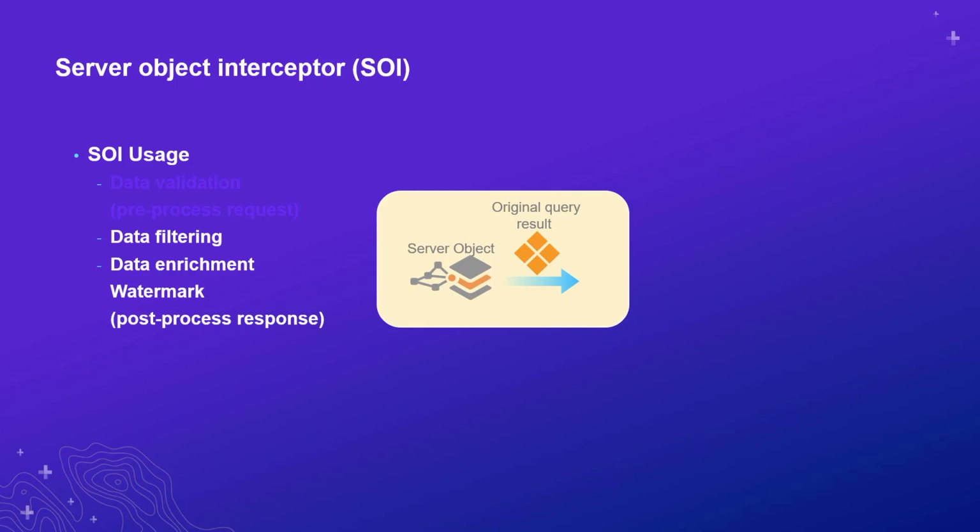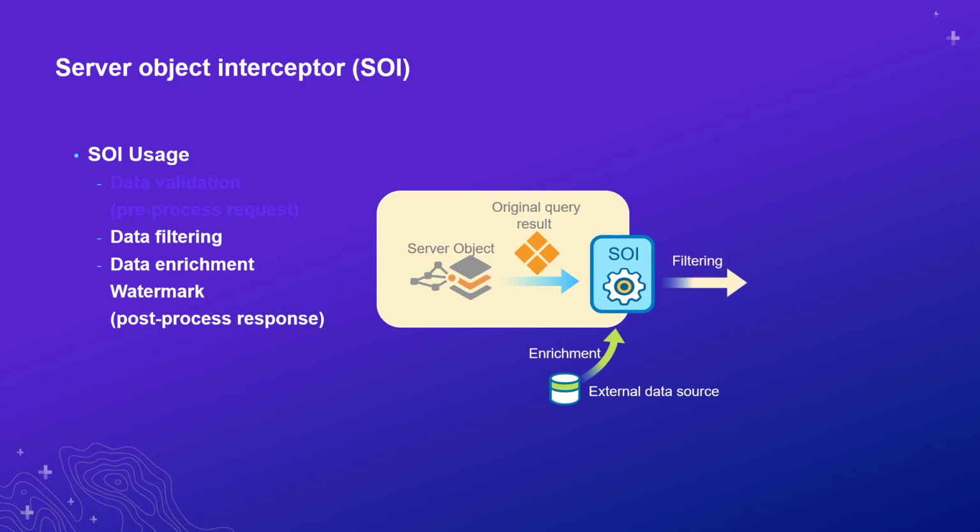When this feature collection is generated by the server object and sent to the SOI, the SOI can pull some extra data from an external data source to integrate this extra data into my feature collection. And this will enrich the query response. At the same time, the SOI can also filter certain information from the query response. And in this way, the client application will receive the enriched and filtered query response.